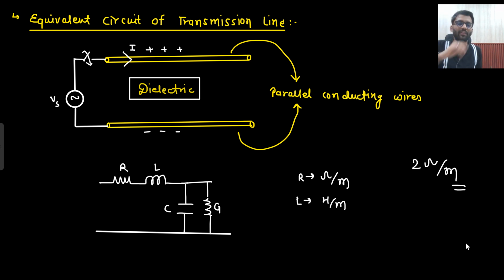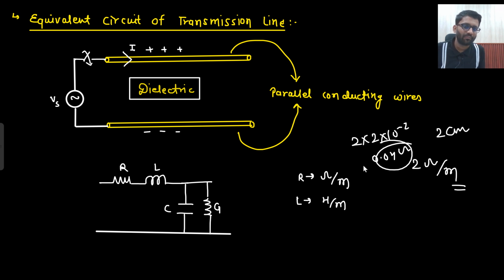In that manner it will be given, because it is distributed along the complete line. 2 ohm per meter, that means let's say this transmission line is of 2 centimeter. If this transmission line is of 2 centimeter, then what will be the complete resistance of this line? 2 into 2 centimeter into 10 to the power minus 2. So that would be 0.04 ohm.